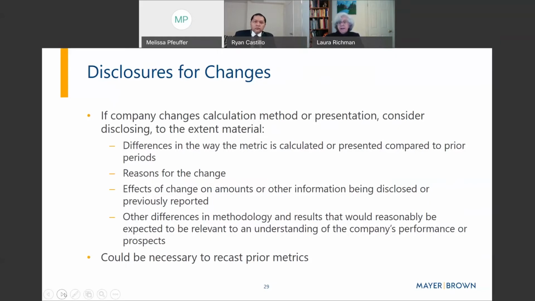And important to note that depending on the significance following a change in methodology or presentation, companies might find it necessary to recast prior metrics to conform to the current presentation and place the current disclosure in the appropriate context.